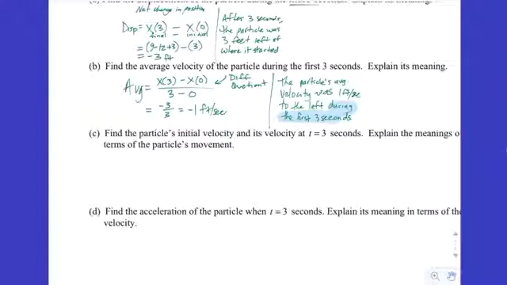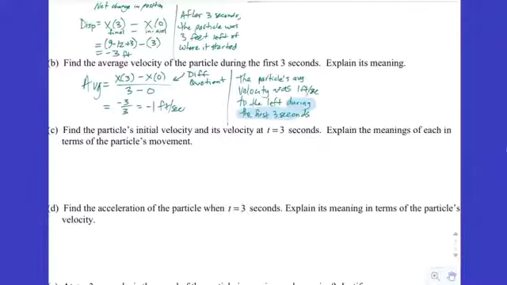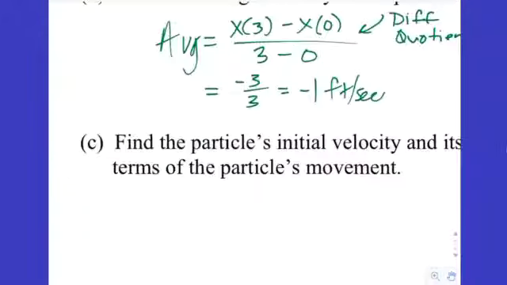All right, part C. Find the particle's initial velocity and its velocity at 3. Explain the meaning of each in terms of the particle's movement. So now it's the velocity at initial time and at 3. That's the instantaneous velocity. We need the what for that? The derivative. So let's go ahead and find it.